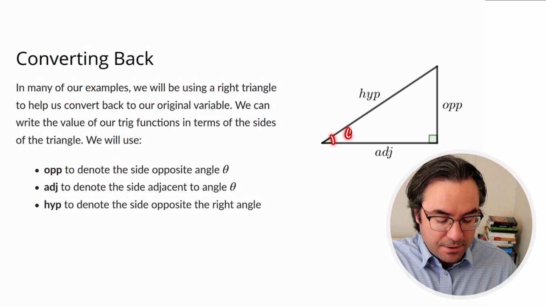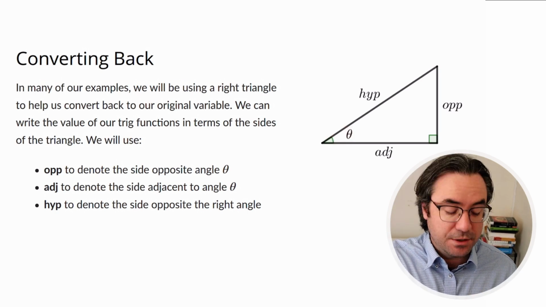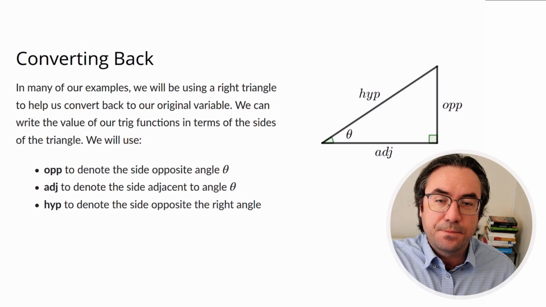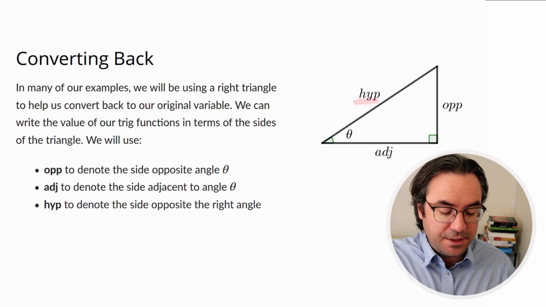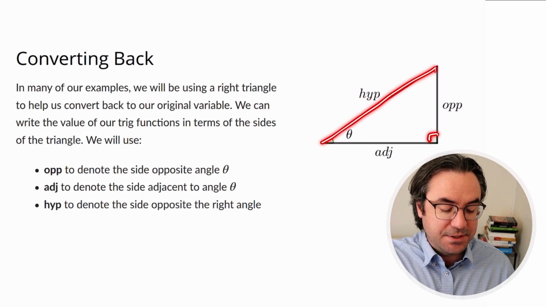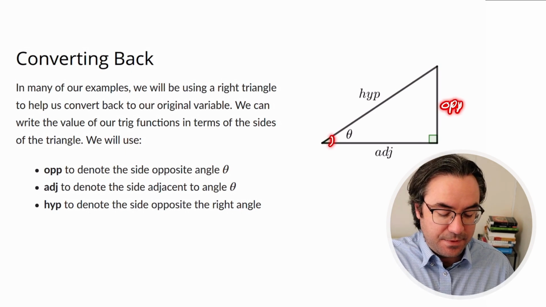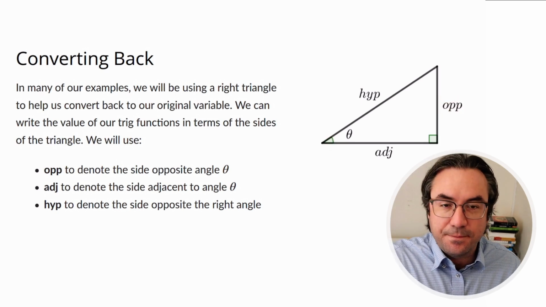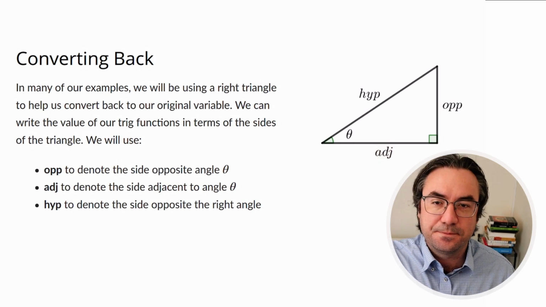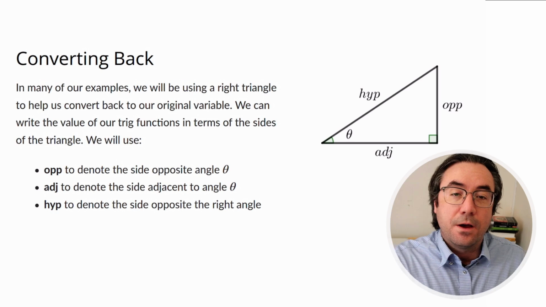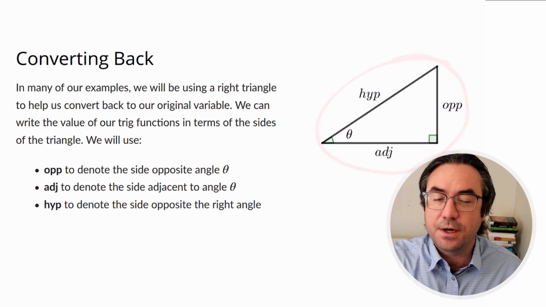So theta here is the angle we've been looking at as part of our original substitution. We've got our right angle, and for a right triangle, the hypotenuse is the side opposite the right angle. Then we've got the opposite side that's opposite this angle theta, and the adjacent side, the side that's next to theta. All of our trig functions can be related to the sides of a right triangle.